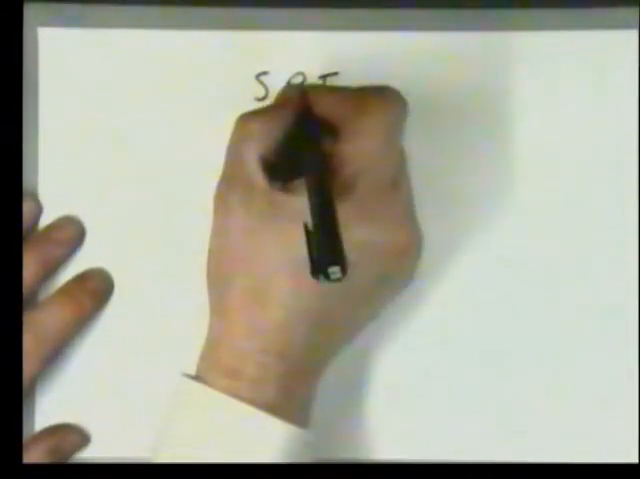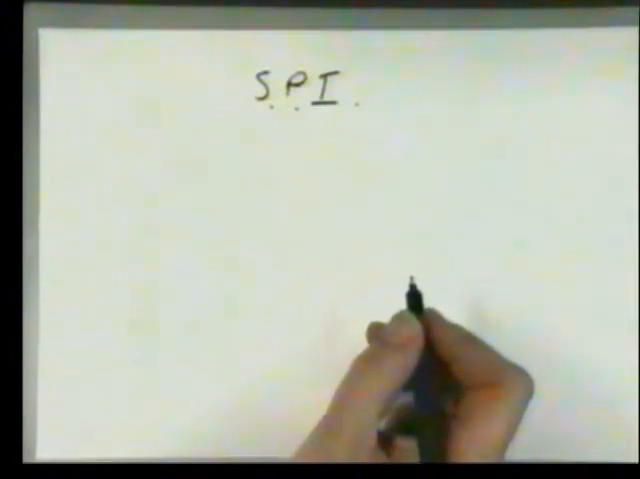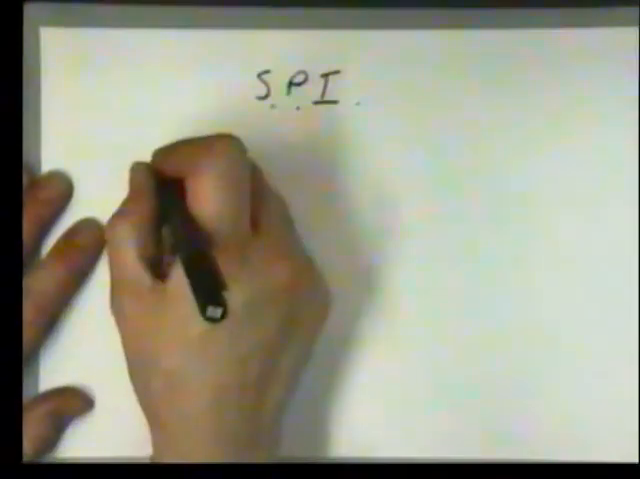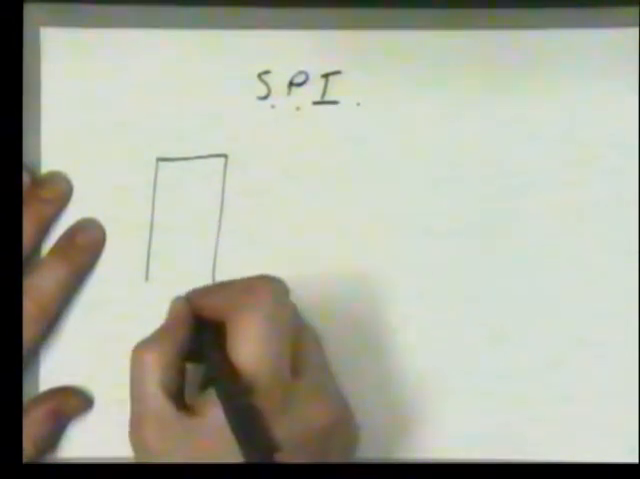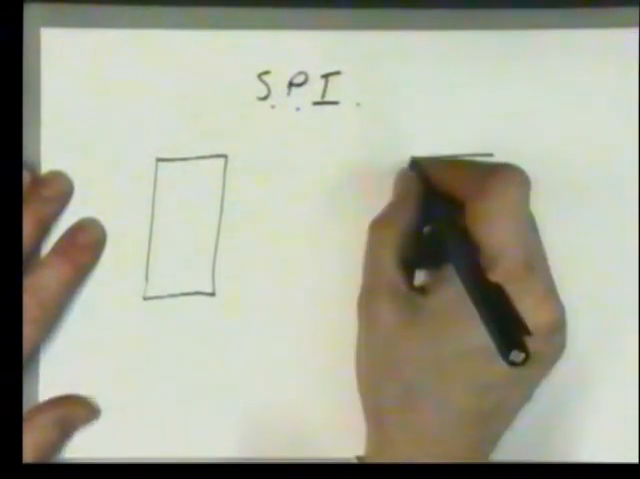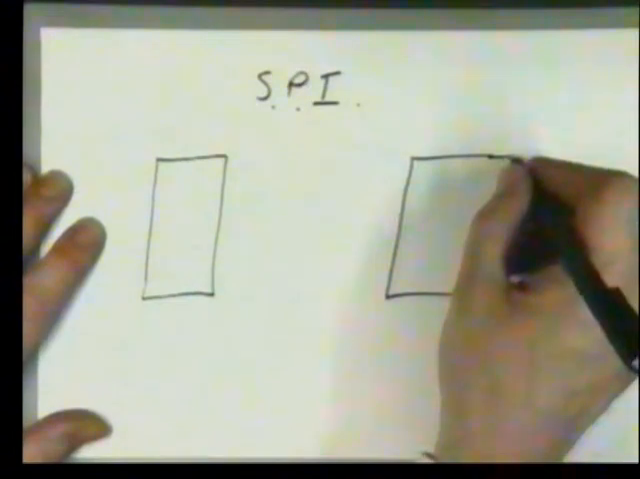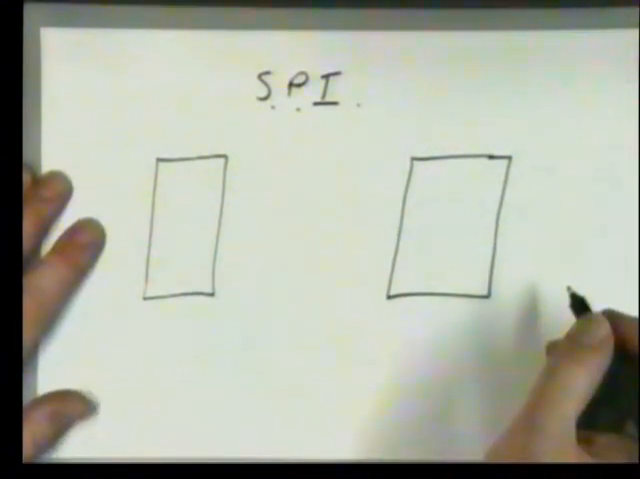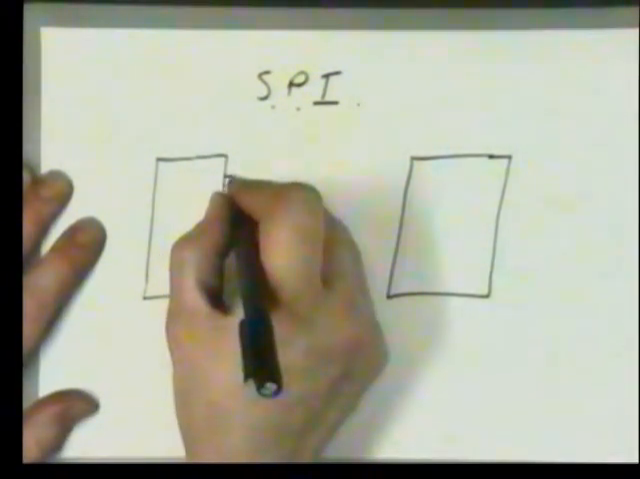SPI, serial peripheral interface, is a very widely adopted standard by many different chip manufacturers. It is a 3-wire standard, which means it's full duplex. 1 wire is the clock, 1 wire is the transmit data, and 1 wire is the receive data. Now let's look at how it works. It's used to interface 2 integrated circuits together that are bonded onto the same board.